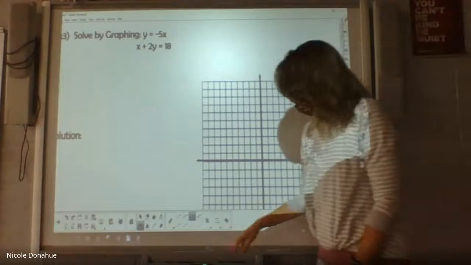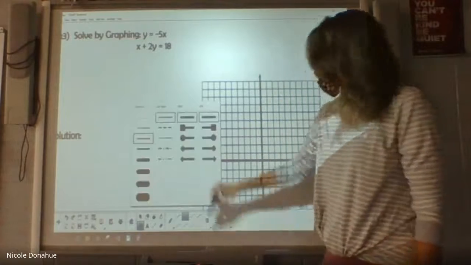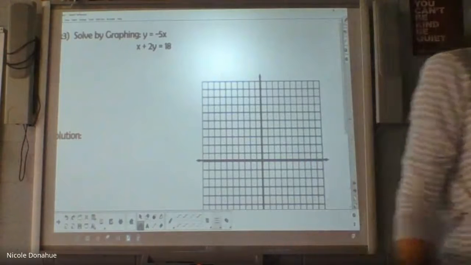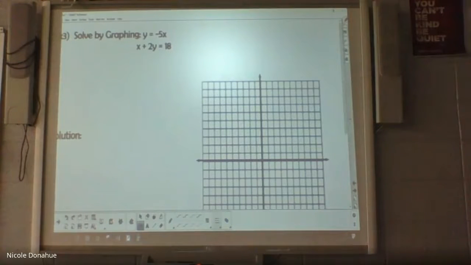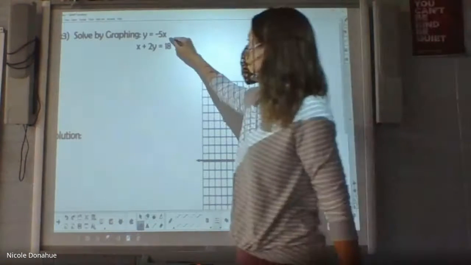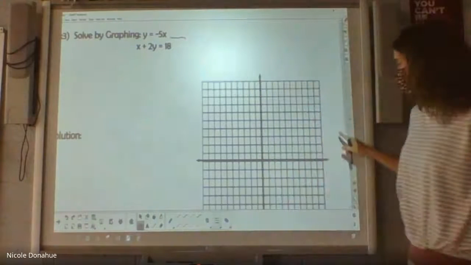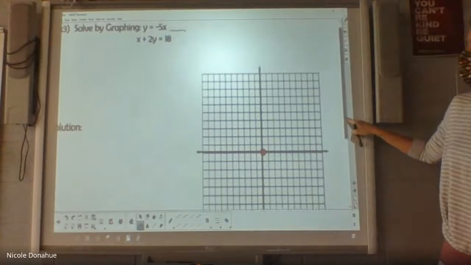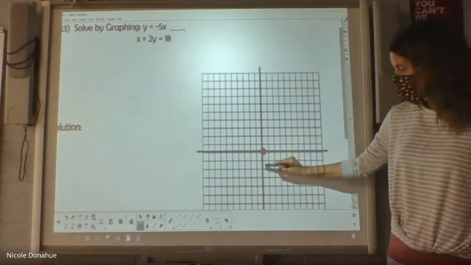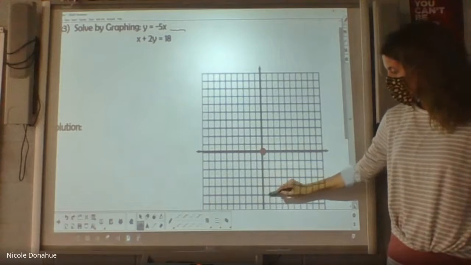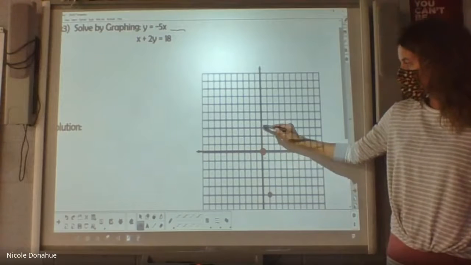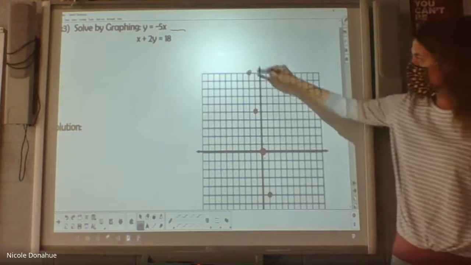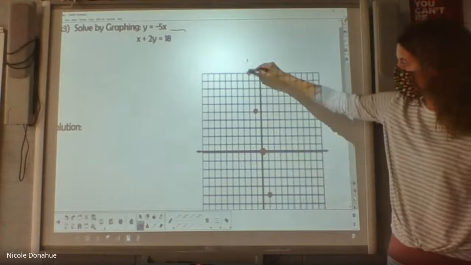Okay. All right. So, where does the top equation begin? Careful on this one. Where does that begin? At 0. There is no b in this case, so it begins at 0. And my slope, since it's in front of the x, is a down 5 over 1. So this steep downhill graph here.